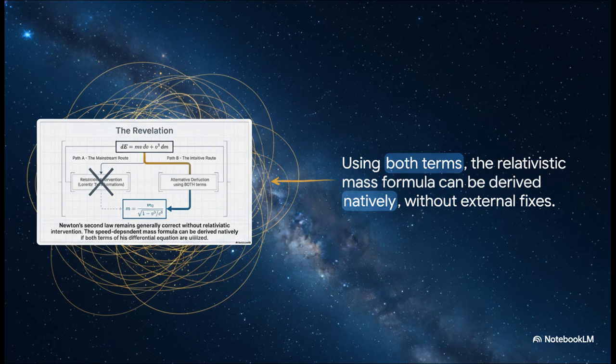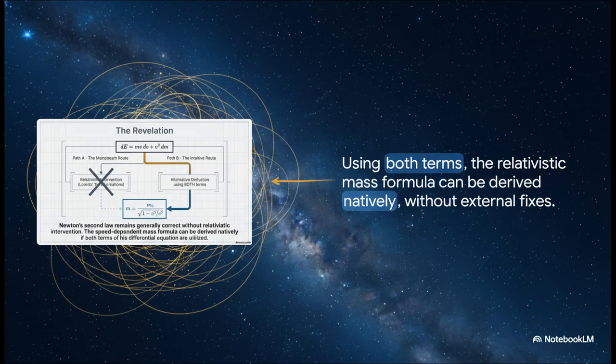And here it is. This is the payoff. By just staying inside Newton's original framework and using both terms, the authors show how you can derive the famous relativistic mass formula directly. No external patches needed. That's path B, the intuitive route. It suggests you don't actually need complex fixes like Lorentz transformations because the answer was already there, waiting inside Newton's second law.